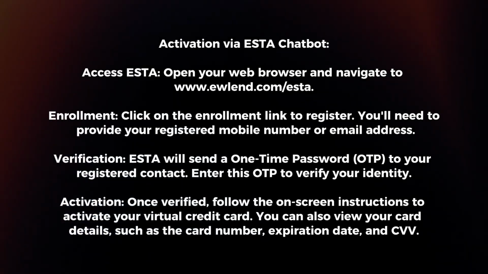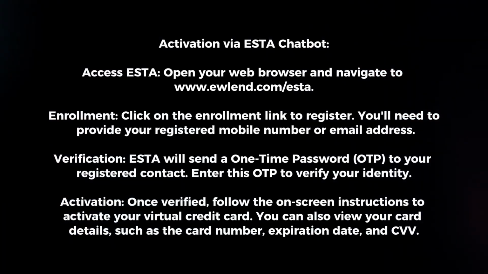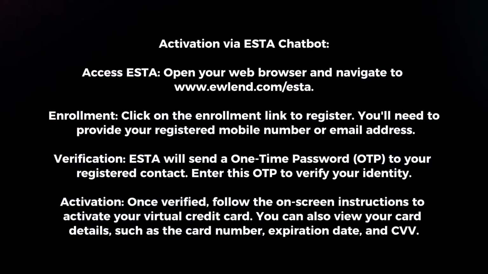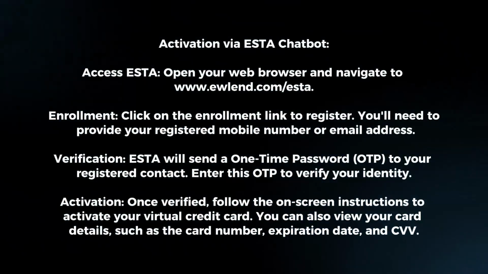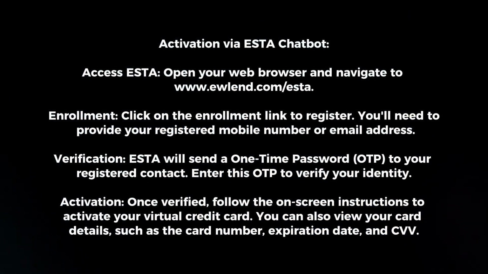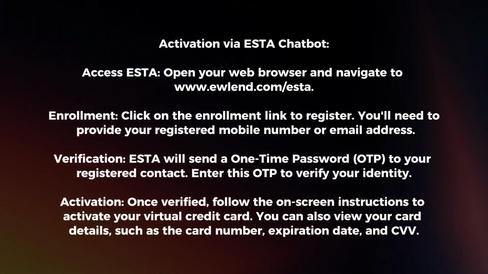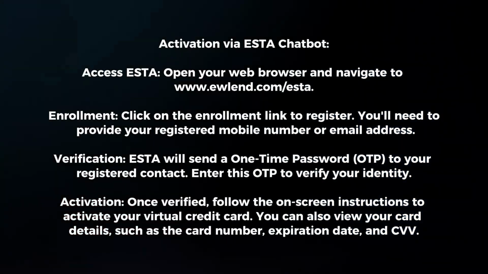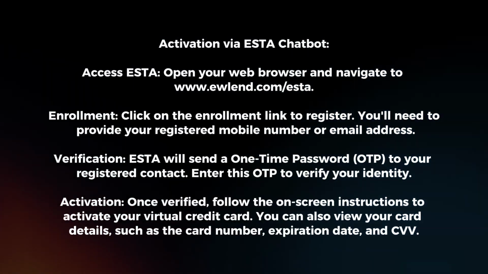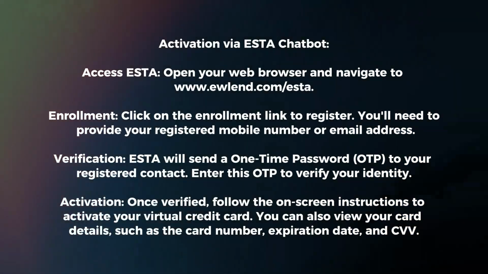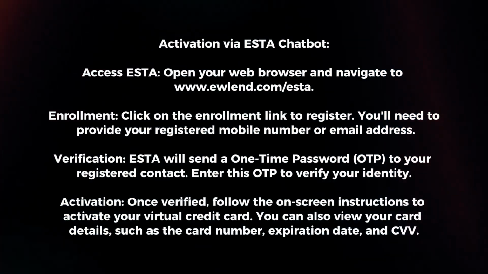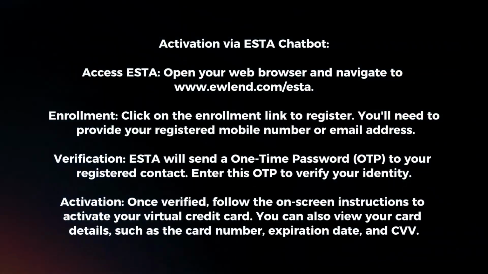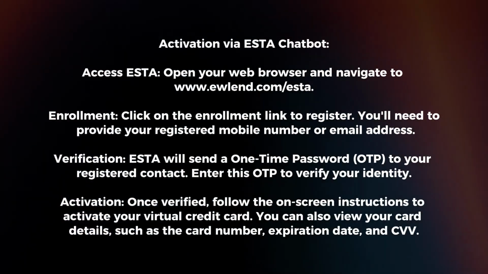Enrollment. Click on the enrollment link to register. You will need to provide your registered mobile number or email address. Verification. ESTA will send a one-time password to your registered contact. Enter this OTP to verify your identity. Activation. Once verified, follow the on-screen instructions to activate your virtual credit card. You can also view your card details, such as the card number, expiration date, and CVV.